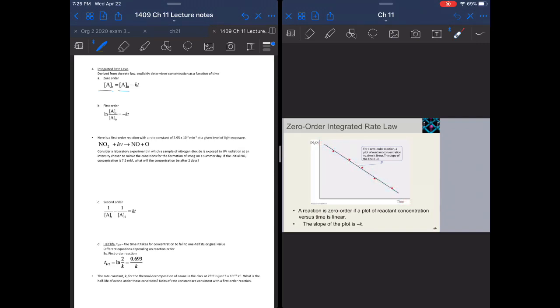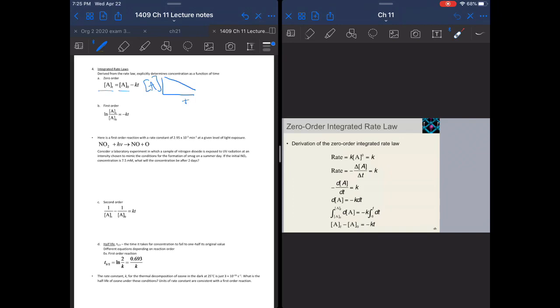So something to take away is if you are plotting concentration versus time for a zero order reaction, that is going to give you a linear plot, right? Keep that in mind. We're going to see differences when we look at other reaction orders. And here is that derivation of the zero order. It's so much fun, calculus.